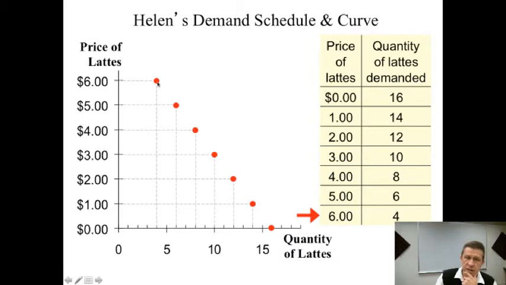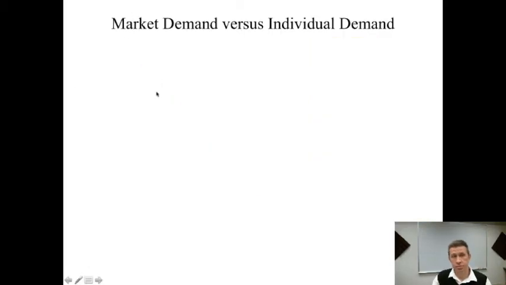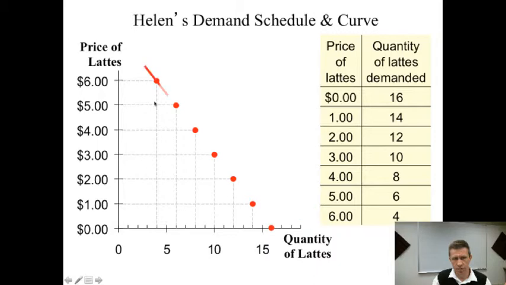Finally, $6, it's the highest price point we have on our schedule. Oops, let me go back. There we go. $6 is the highest price point that we have. At $6, Helen demands 4 units. This is our demand curve.